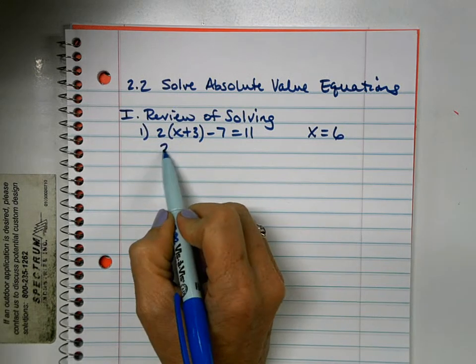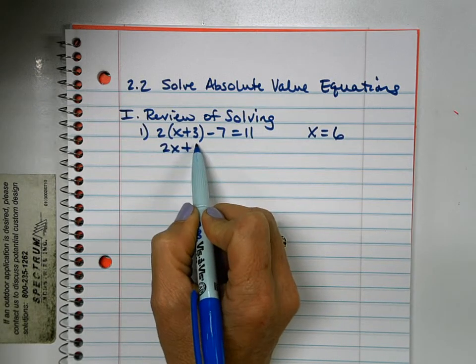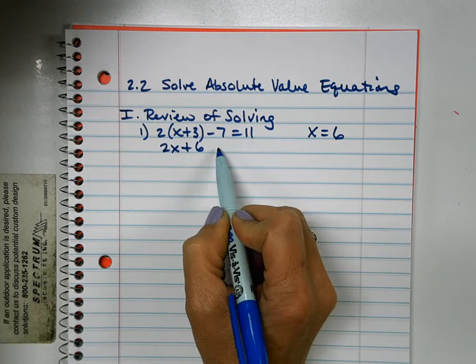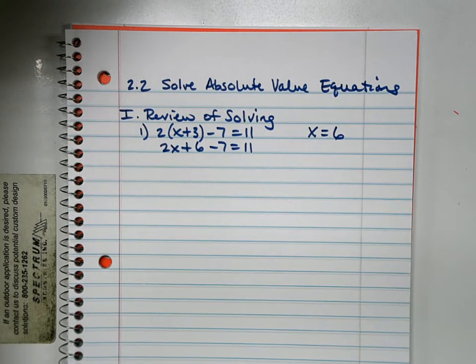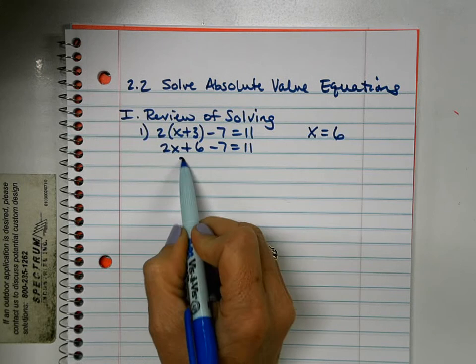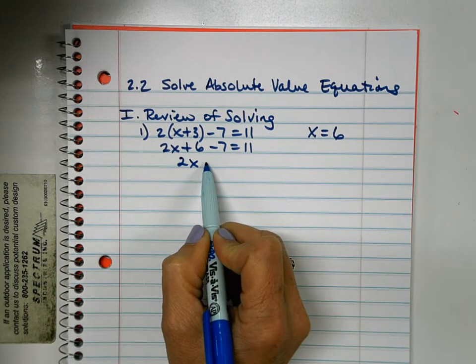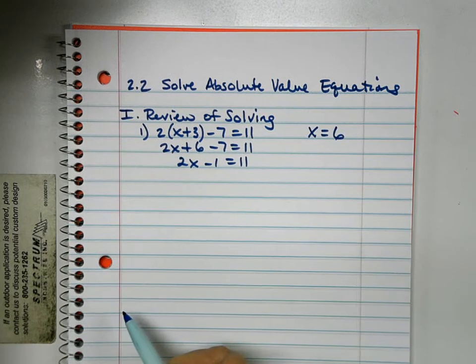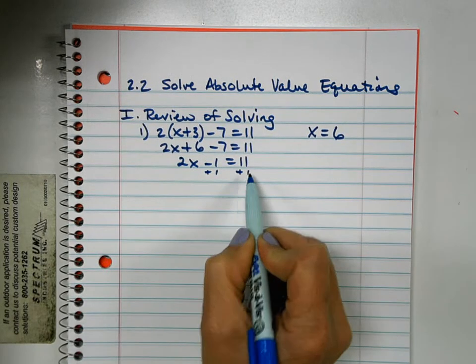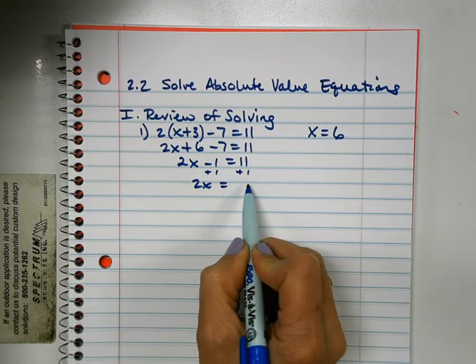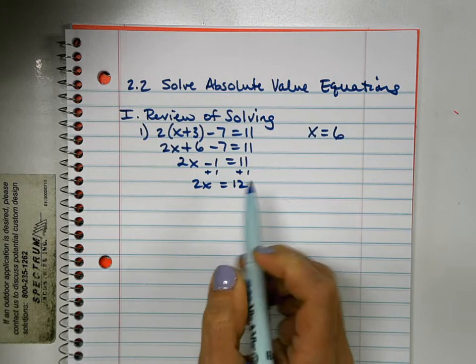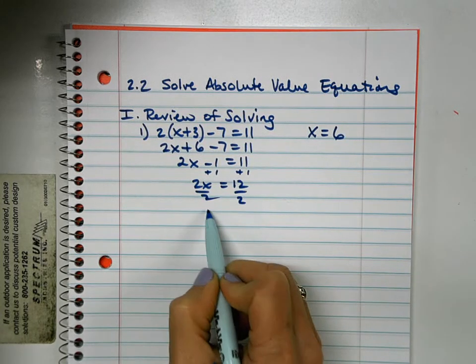You distributed, okay. So you got 2x plus 6 minus 7 equals 11. Then what'd you do? Okay, so combine those and got 2x minus 1 equals 11. And then what? I got 2x equals 12, and then divide by 2. Okay, and that's how you get x equals 6.